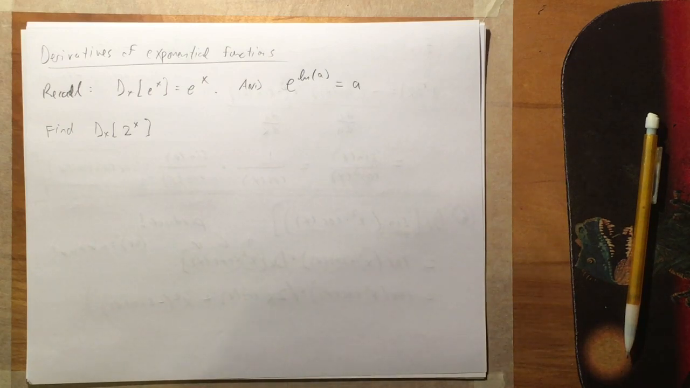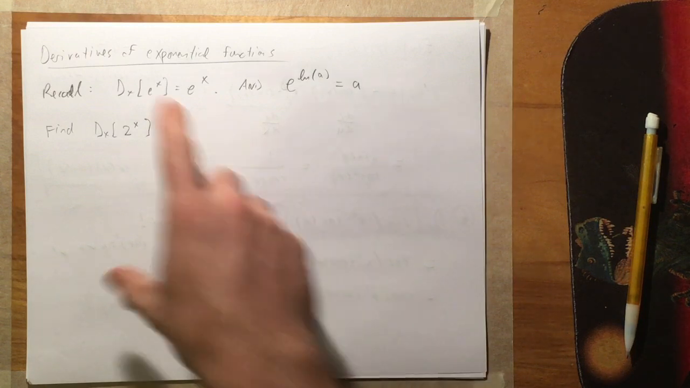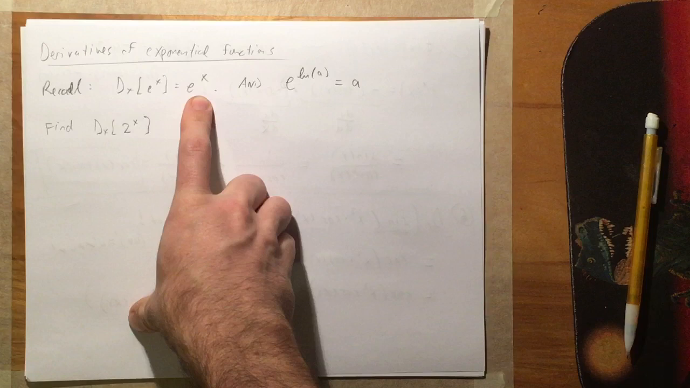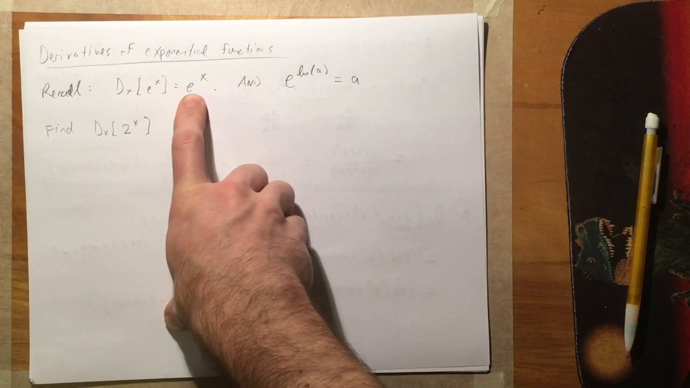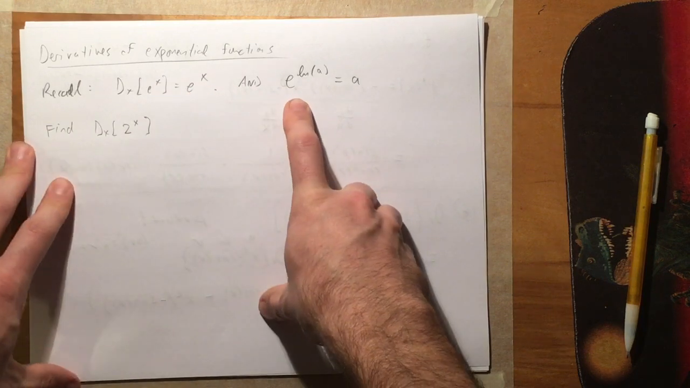Now that we've learned the chain rule, we have the power to tackle some functions that up until now we couldn't really do. So we did prove earlier that the derivative of e to the x is itself. That was pretty exciting. So let's take that fact, along with this other fact.